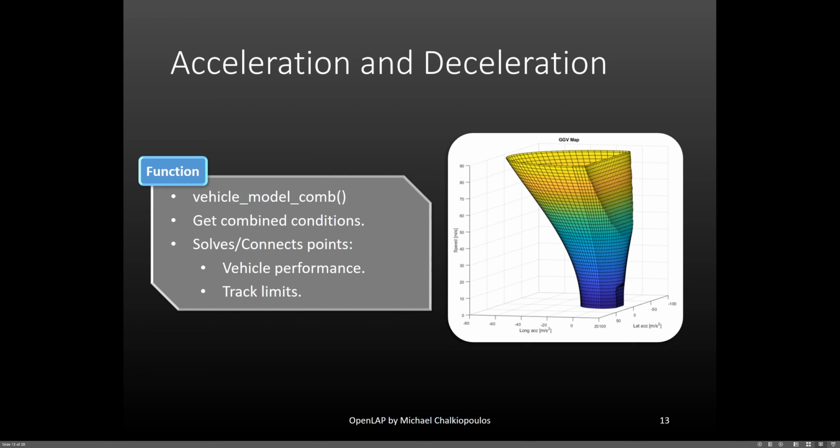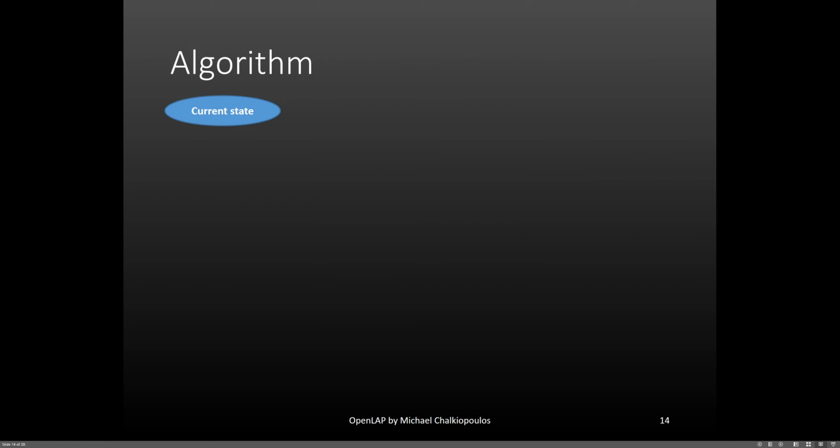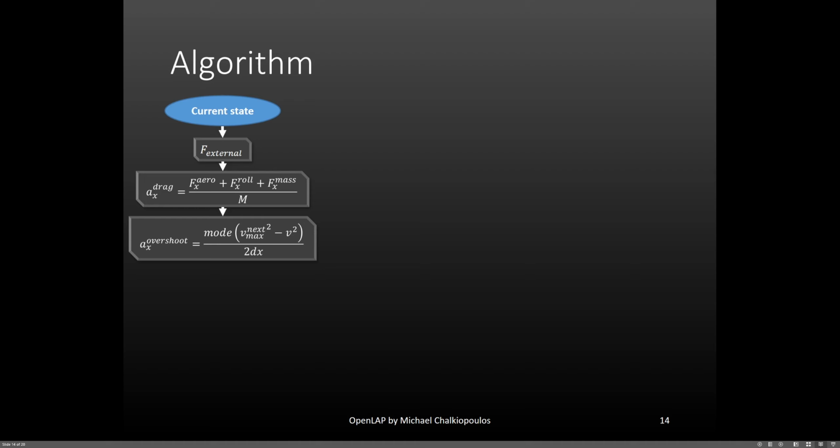This function calculates the combined characteristics of the vehicle and connects the points by taking into account the vehicle's performance envelope and the limitations imposed by the track. This is basically the function that, in a sense, uses the GGV diagram. To do this, this function takes the current vehicle state as an input. Then it goes through and calculates the external forces, the drag acceleration, and the track overshoot acceleration.